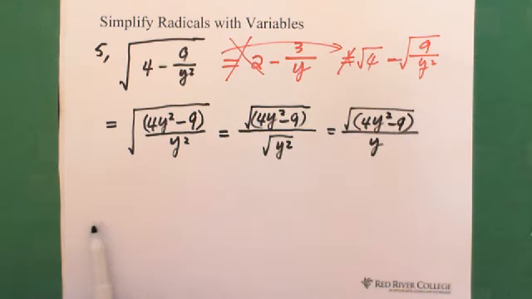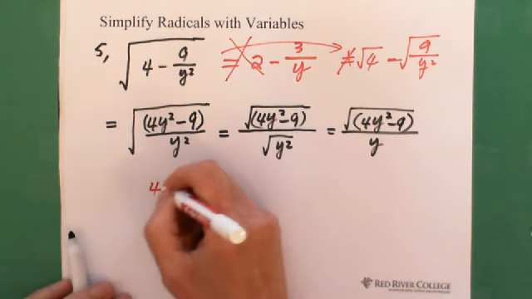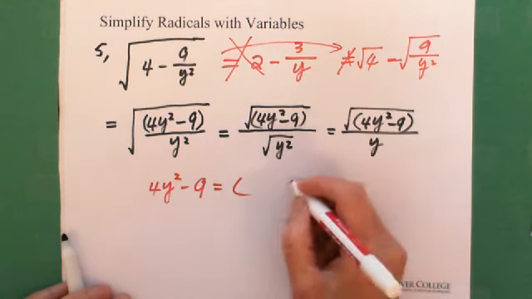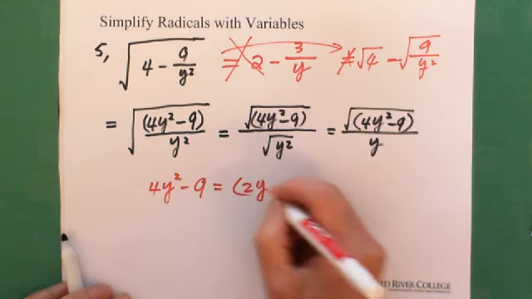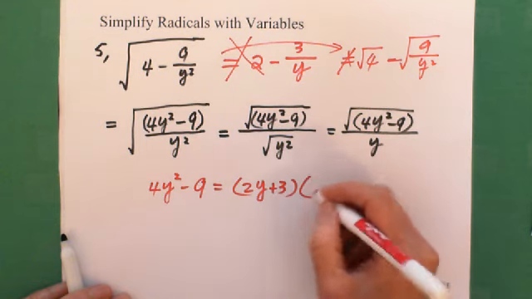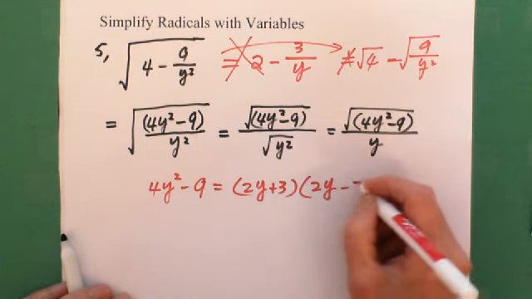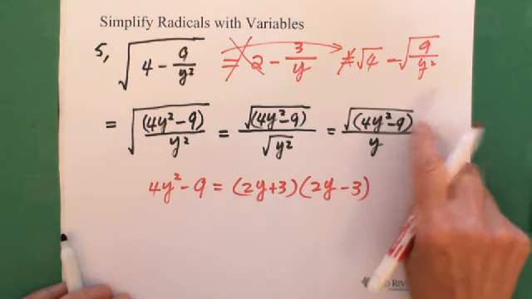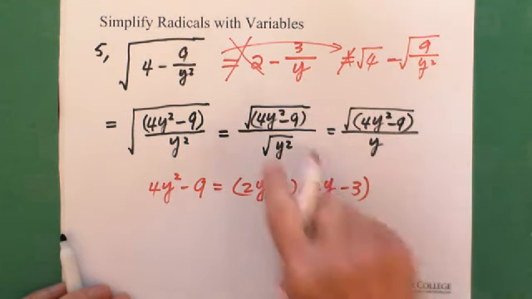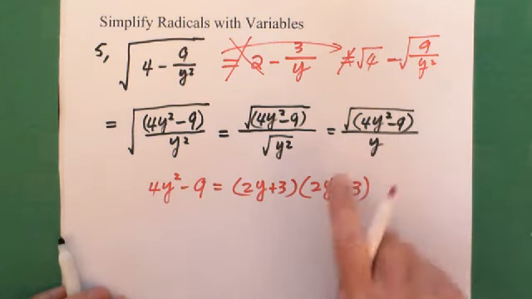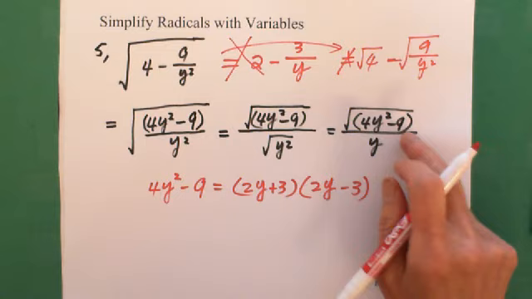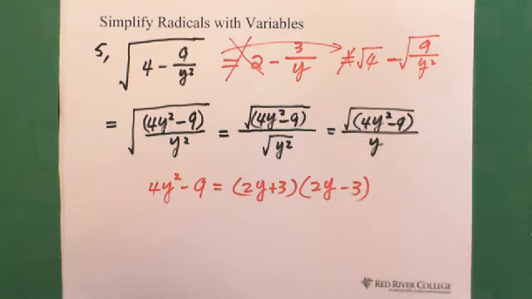Because 4y squared minus 9 you can factor into 2y plus 3 multiplied by 2y minus 3, but you cannot make a perfect square. With some other expression, maybe another question, you can make a perfect square and the whole group can get out of the radical, but this question can't.